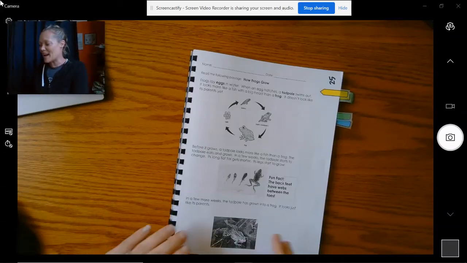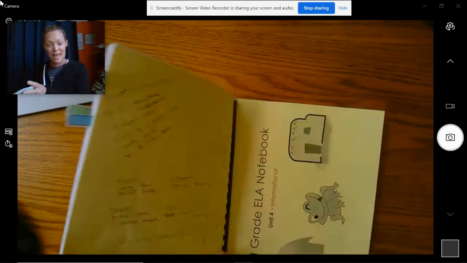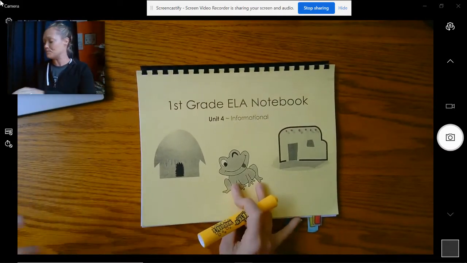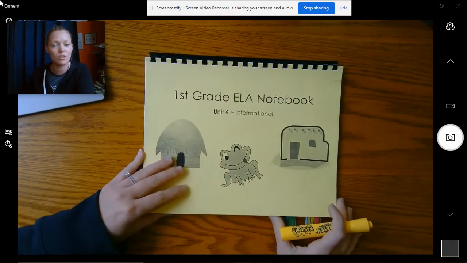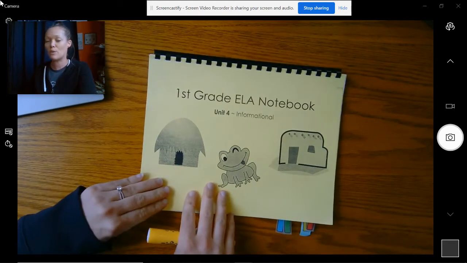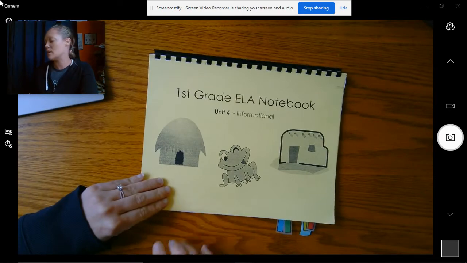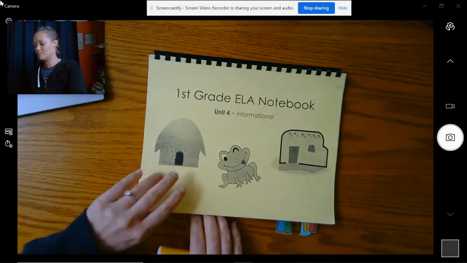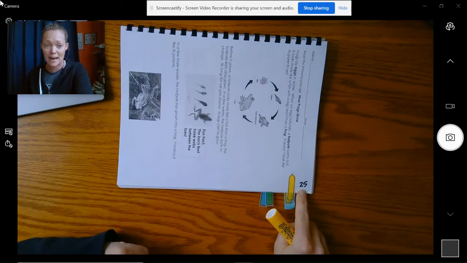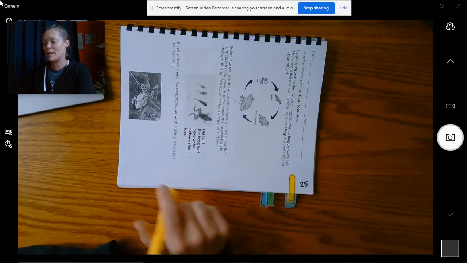Hi, boys and girls. I would like to talk to you today about our main topic and key detail test. So I just want to go over your answers with you and let you grade yourself. So we'll be in our Unit 4 ELA notebook, our yellow notebook, and we will first be looking at page 25. So go ahead and get that open now.